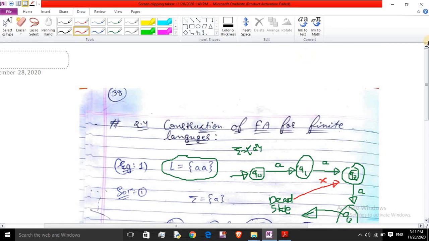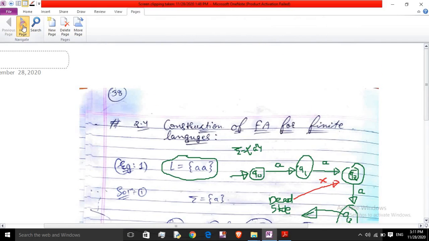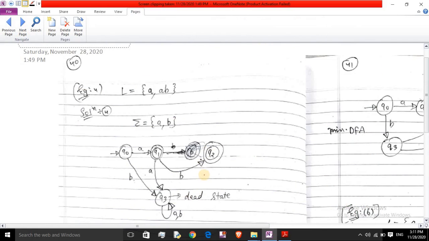Thanks for waiting. Now continue it. Move to the next page. Okay, now look at this example.